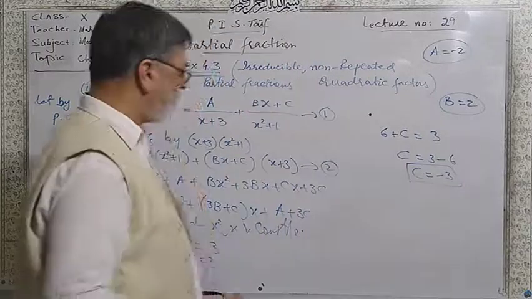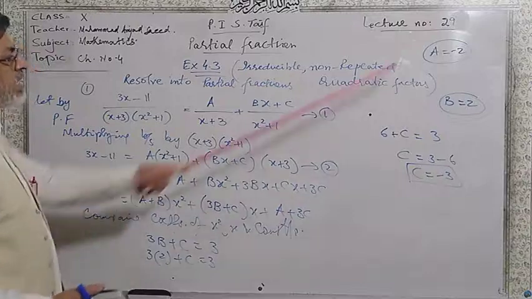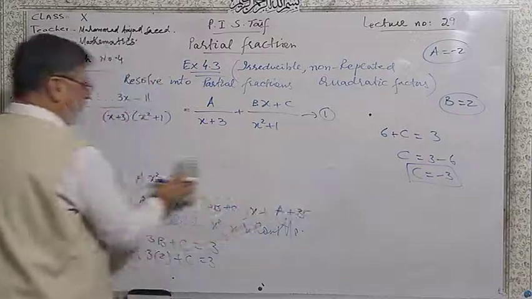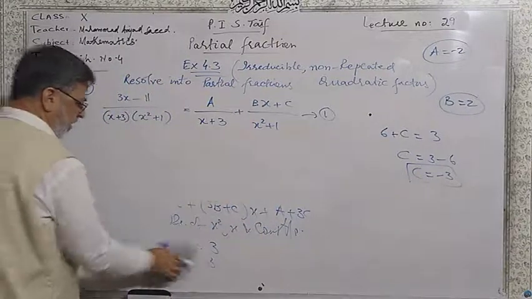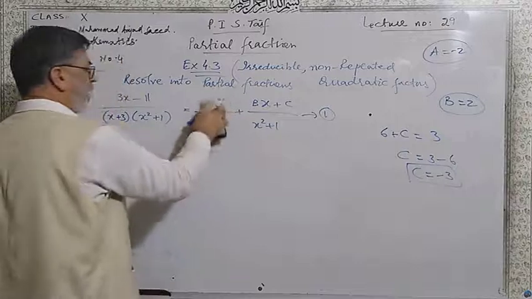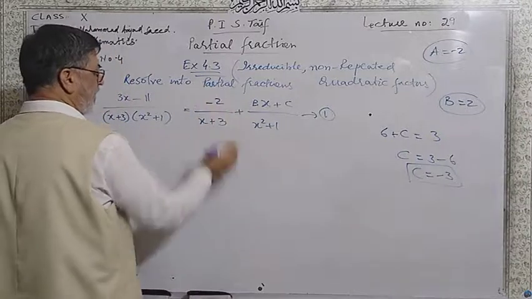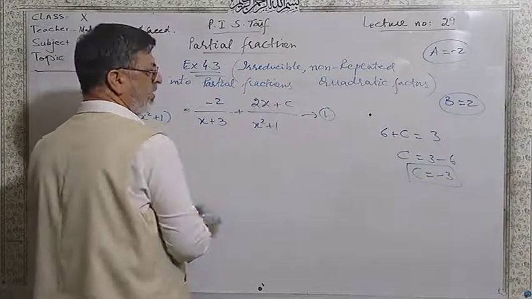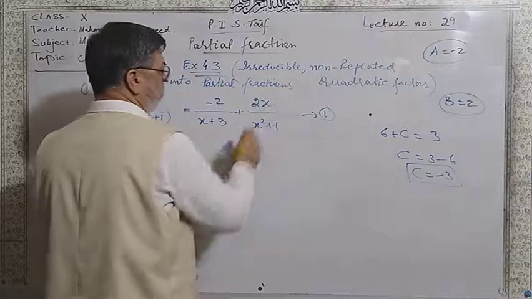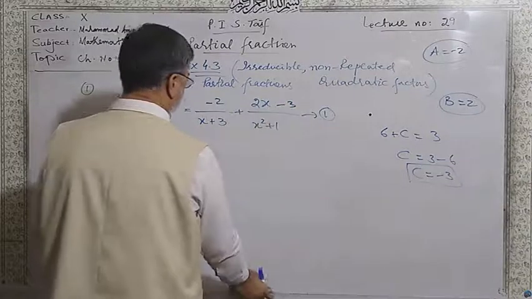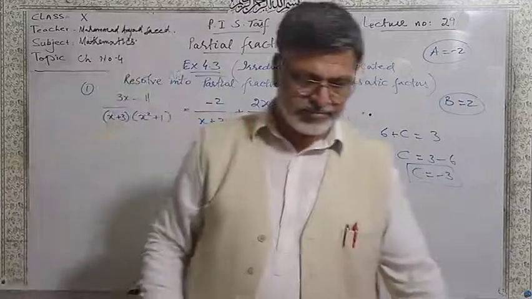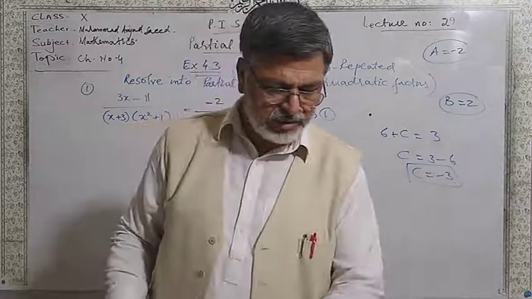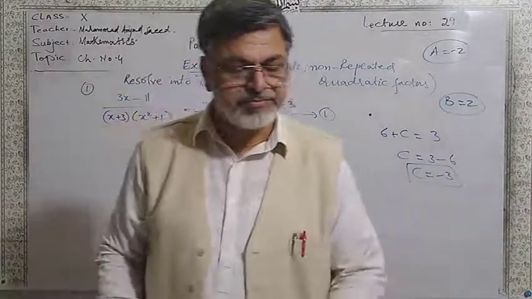So in this way, we apply the values of A, B and C in equation number 1. We have A as minus 2, B is plus 2, and C is minus 3. So we have the answer: minus 2 over x plus 3 plus (2x minus 3) over x square plus 1.